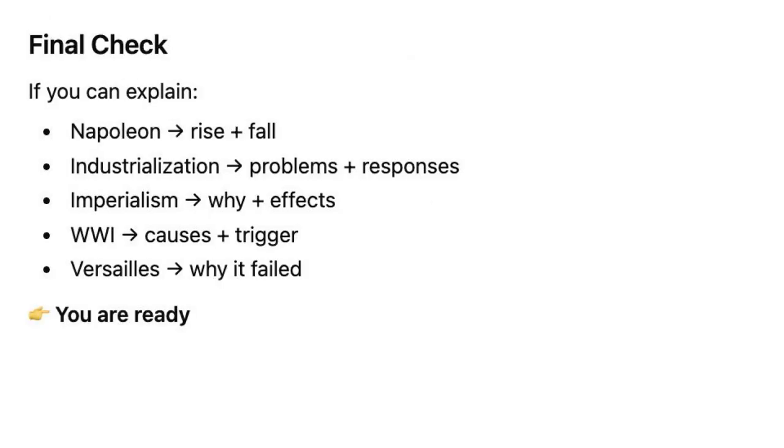And the final check here, if you can explain how Napoleon's empire rose and fell, the problems and responses to the Industrial Revolution, why the imperialism happened and the effects of imperialism, if you can explain what caused World War I and what the ultimate trigger to it was, and you can explain why the Treaty of Versailles failed, you're probably ready for this test. I'm not saying you're going to ace it, but I'm going to say you're probably ready to pass the test if you can do these things.